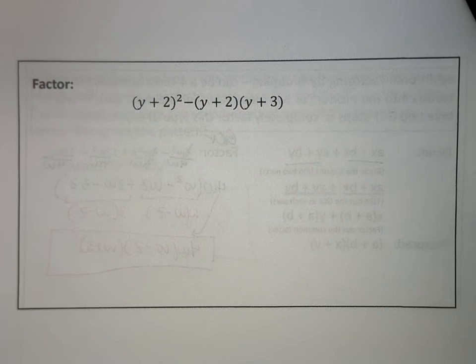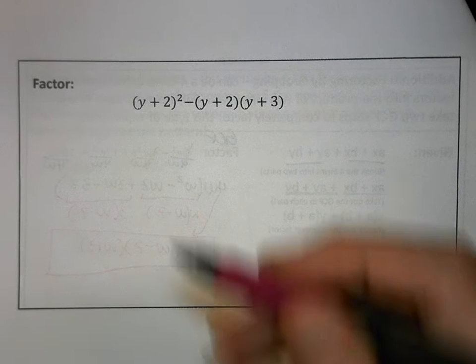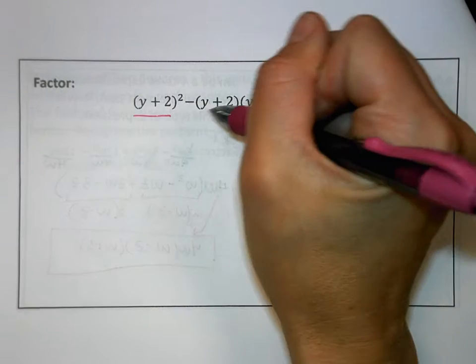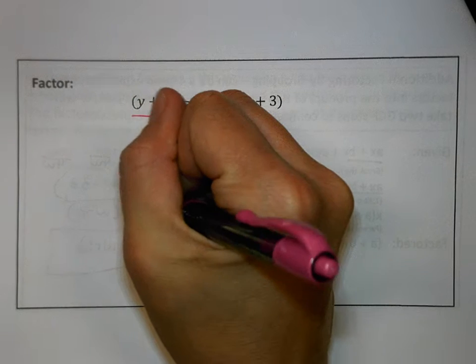So you have this next one. You need to factor it. Looking at that, what do you notice about this problem? What should we always check for first? GCF. Do we see a GCF in this problem? Good. There is a GCF in this problem. What is it? This has a y plus 2 and this has a y plus 2. That's our GCF. Okay. So we're going to factor out the parenthesis y plus 2.